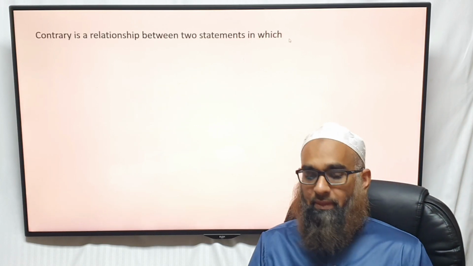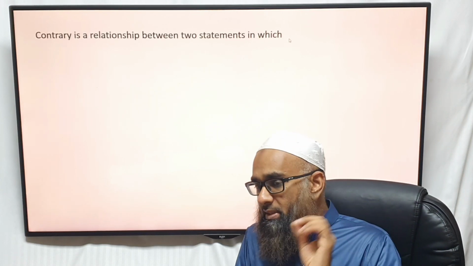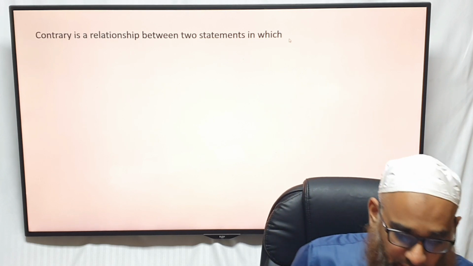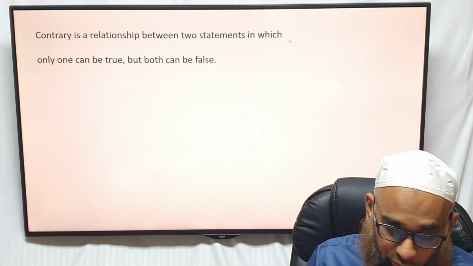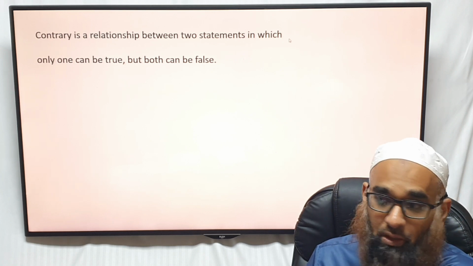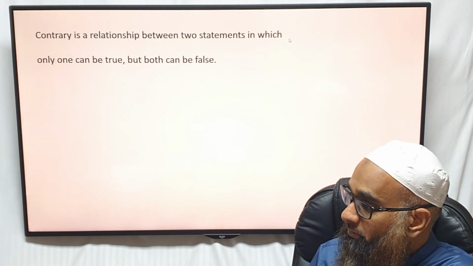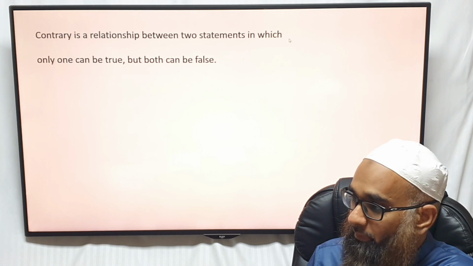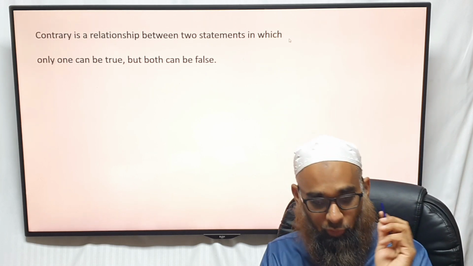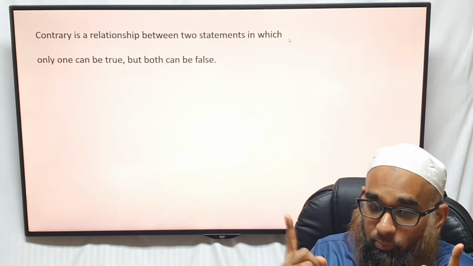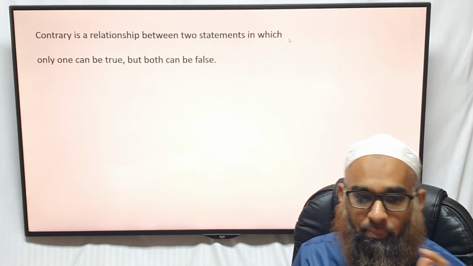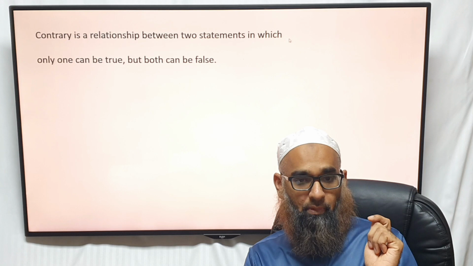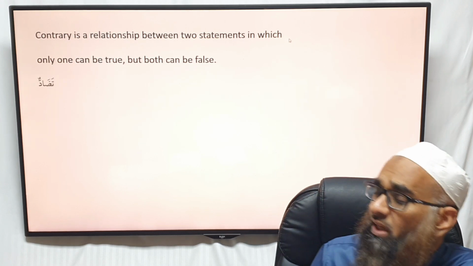What does contrary mean? That you have two statements, and the relationship is such that only one can be true. If one is true, the other has to be false. But it's also possible that both are false. You following? So what's the relationship between these two? Both can't be true. One can be true, but it's possible that both are not. You following? It's called tadad.